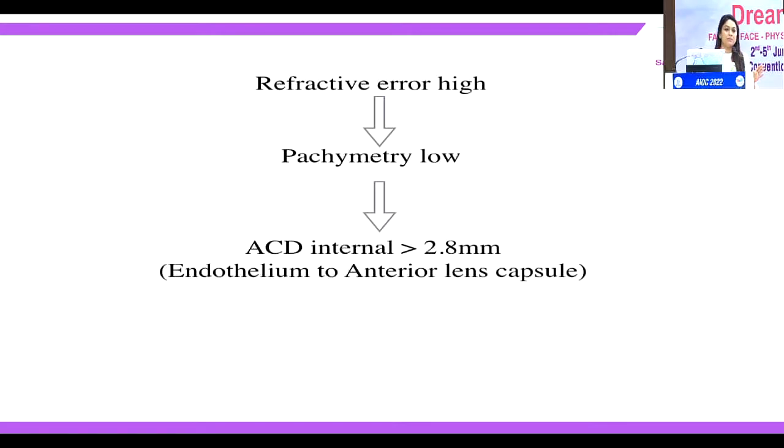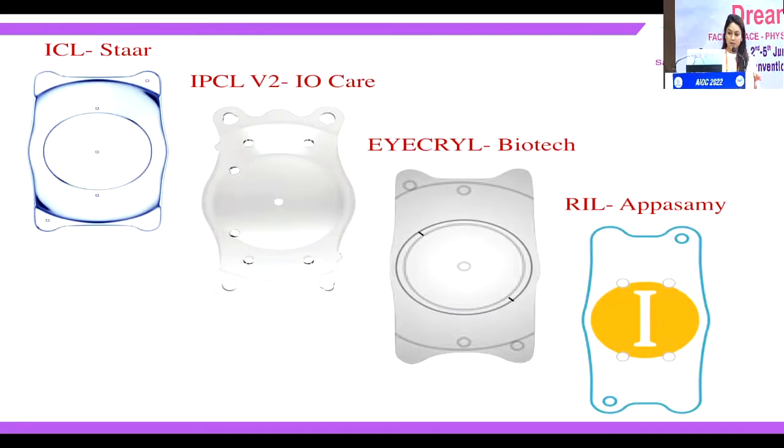So when we are talking about planning a phakic IOL, one thing is we are checking the internal anterior chamber depth, that is from the endothelium to the anterior lens capsule. And then, it was a straightforward case. I went ahead discussing her options for phakic IOL.